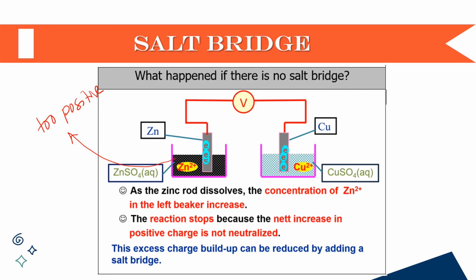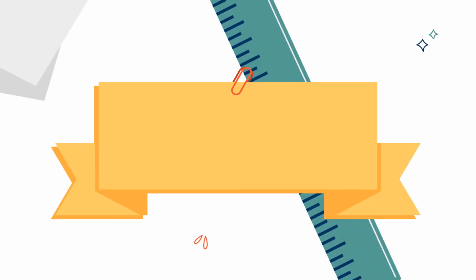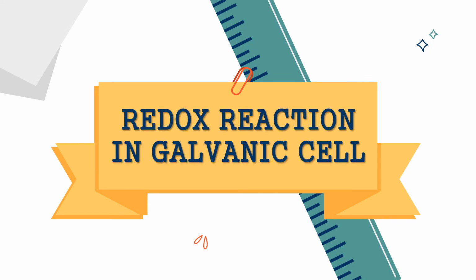So as a conclusion from the discussion about the salt bridge, you just need to know the function of the salt bridge. One, to complete the circuit. Two, to maintain electrical neutrality. Okay, so that's all. Right now, we're going to look at the redox reaction in the galvanic cell.